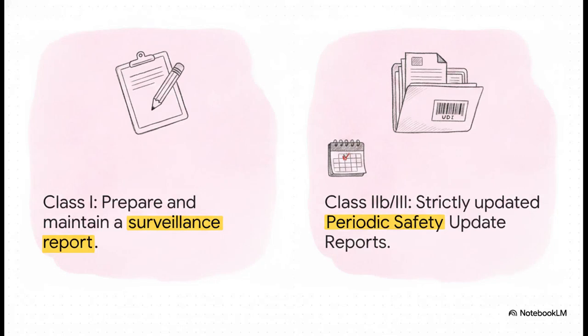And remember, your classification literally dictates your device's life after it hits the market. Contrast Class 1 with the higher classes. For low-risk Class 1 devices, manufacturers simply prepare and maintain a post-market surveillance report, making it available if requested. But for Class 2B and Class 3 devices, the burden is so much higher. You must maintain strictly updated periodic safety update reports, updating them at least annually. Plus, health institutions and hospitals are specifically obliged to keep strict records of the unique device identifiers, or UDIs, for Class 3 implantable devices they supply, ensuring absolute traceability for patient safety.